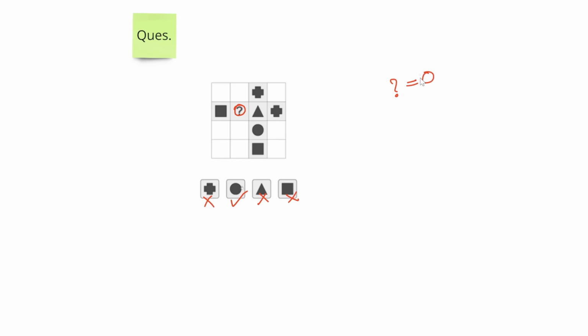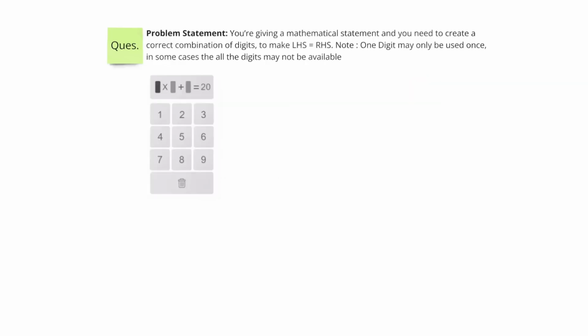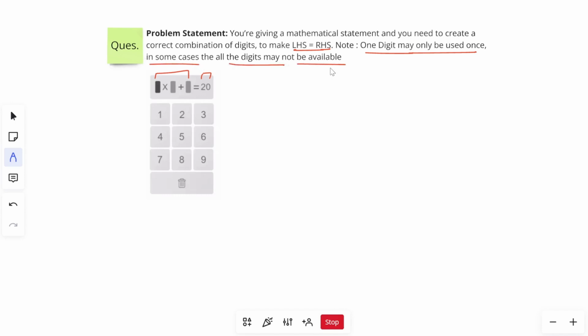Let's now move on to the next question. Let's look at this problem. In this problem, you are given a mathematical statement, and you need to create a correct combination of digits to make LHS equal to RHS. We have to make this side of the expression equal to this, and the condition is one digit may be used once. In some cases, all the digits may not be available. Let's try to solve this question.